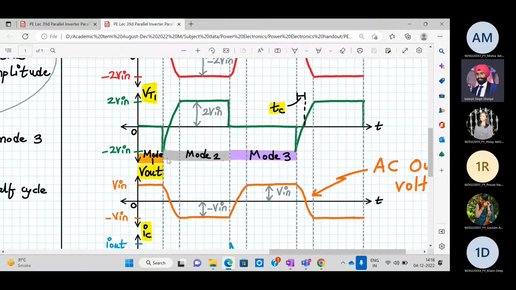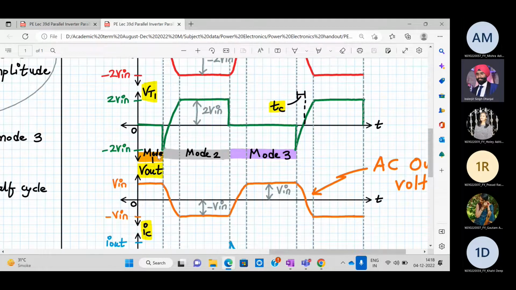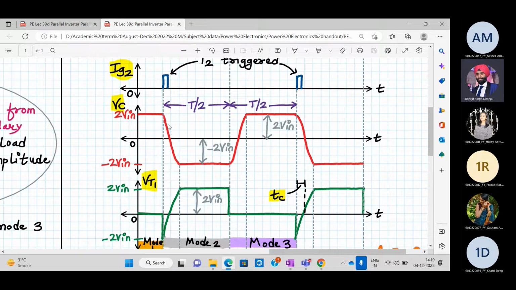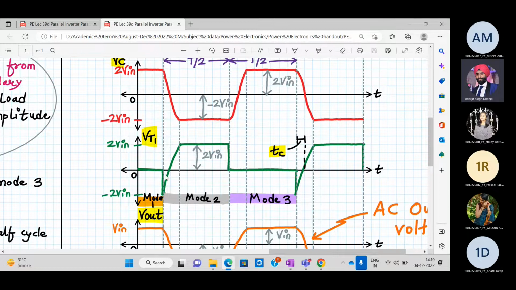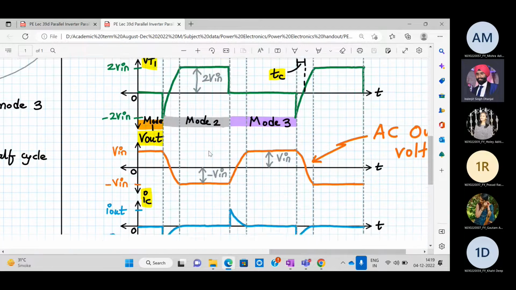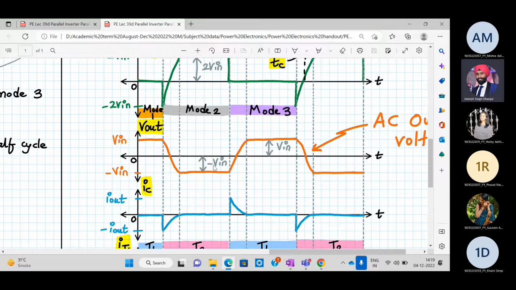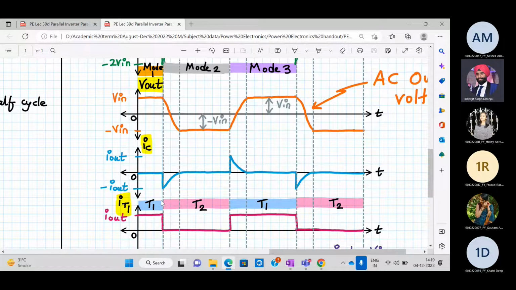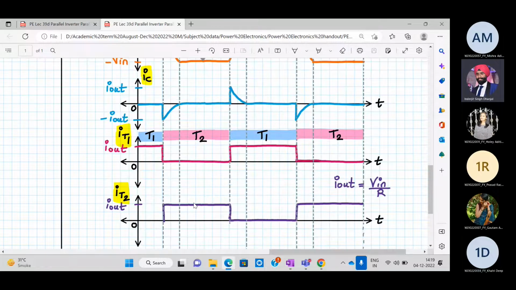So now we enter into mode 2. So mode 2, what will happen now? We have triggered T2 on. So when we trigger T2 on, the capacitor will discharge and will reach minus 2V in value. As soon as it reaches minus 2V in value, the T1 transistor is off. So it will hold that voltage. Alright. Output is negative as we have discussed. The capacitor current will be reducing to 0 at this point.